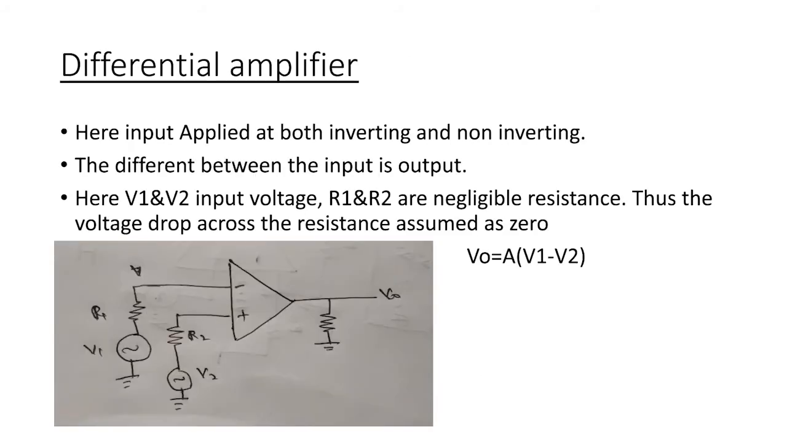Differential amplifier. Here input is applied to both the inverting and non-inverting terminals. The inputs V1 and V2 are applied at both terminals, and the difference between the inputs is taken. Here V1 and V2 are input voltages, and R1 and R2 are negligible resistors, thus the voltage drop across the resistors is assumed to be 0. Then the output voltage equals A into V1 minus V2.